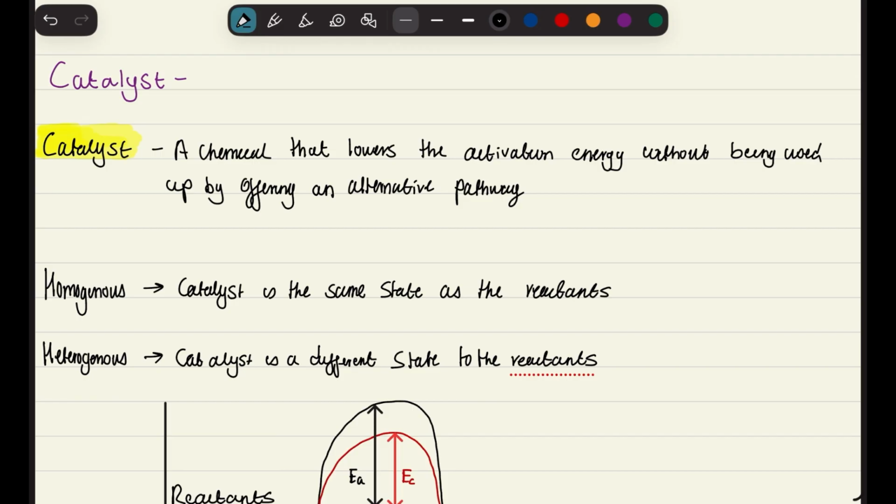So homogeneous means the catalyst is the same state as your reactants, whereas heterogeneous means that the catalyst is a different state to your reactants. And literally what you will have to do is they'll give you the catalyst, they'll give you a reaction, look at the state symbols and make your judgment based off that.